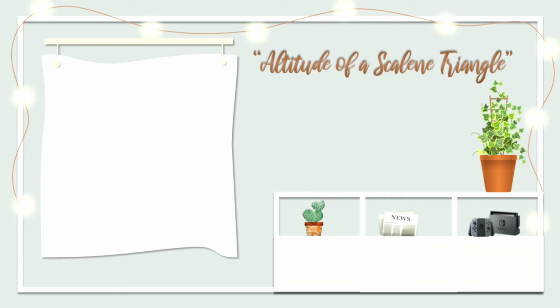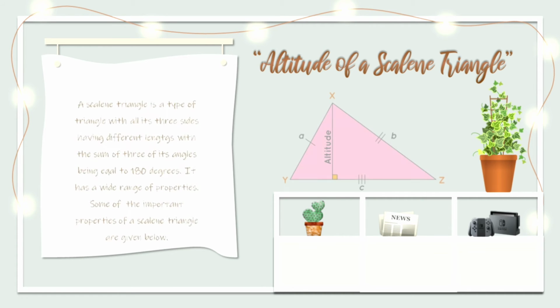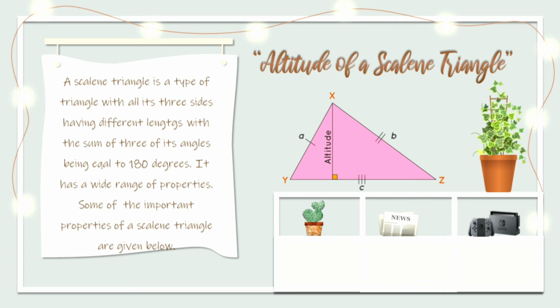Altitude of a scalene triangle. A scalene triangle is a type of triangle with all three sides having different lengths, with the sum of its three angles being equal to 180 degrees. It has a wide range of properties. Some of the important properties of a scalene triangle are given below.